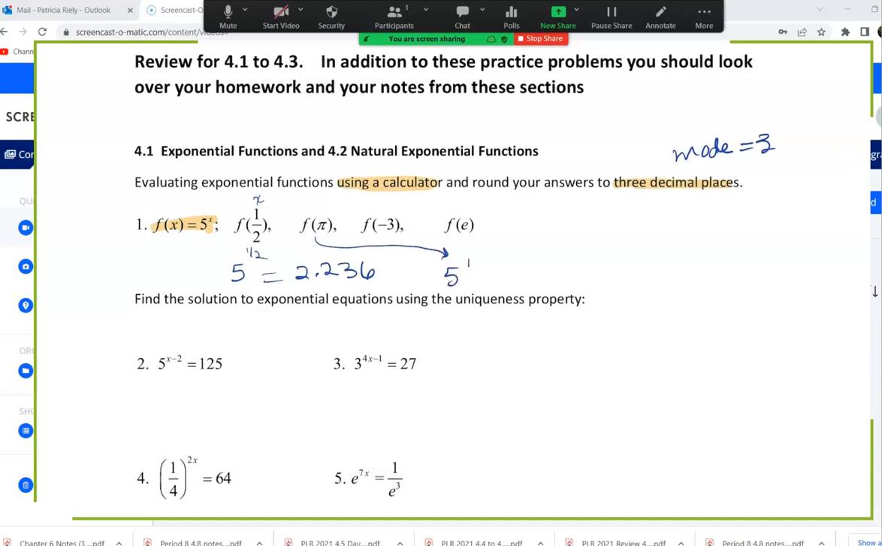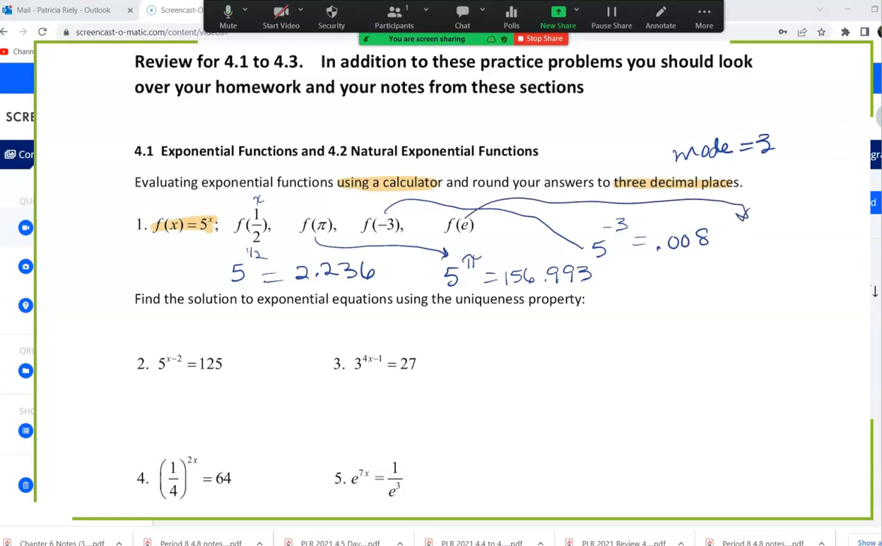This you would take 5 to the pi. And if I raise 5 to the pi, notice where the pi key is, right below the clear key. And I'm going to get 156.993. Make sure you're getting these. Then if I take 5 to the -3, raised to the -3, you should be getting 0.008.